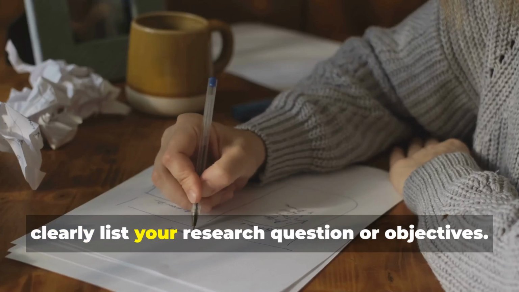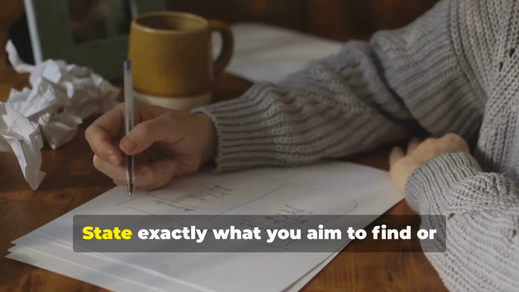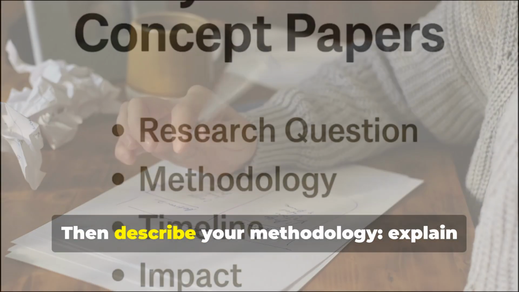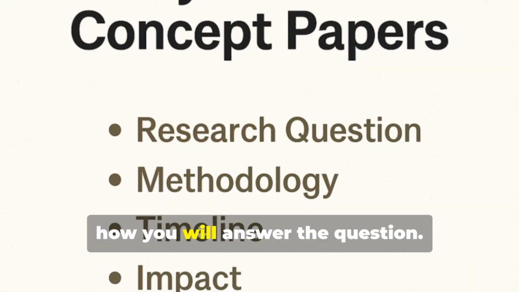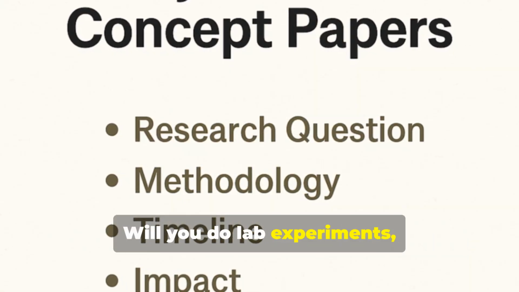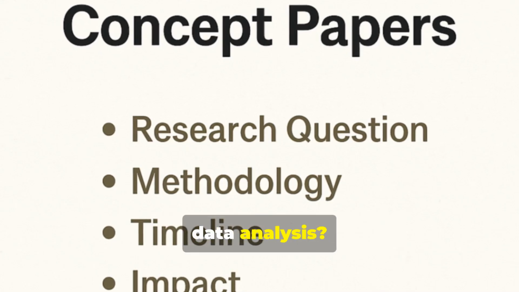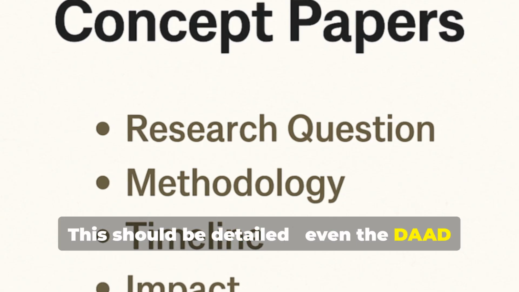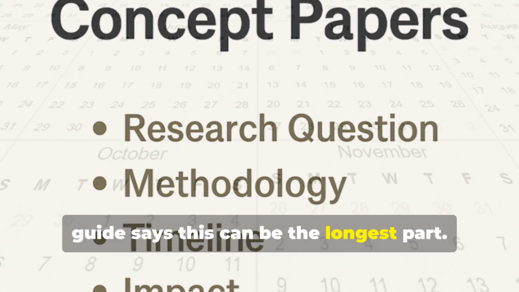Next, clearly list your research question or objectives. State exactly what you aim to find or do. Be concise. Then describe your methodology. Explain how you will answer the question. Will you do lab experiments, interviews, data analysis? What sources will you use? This should be detailed. Even the DAAD guide says this can be the longest part.